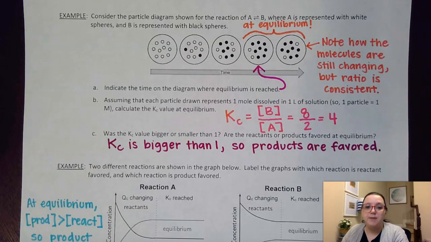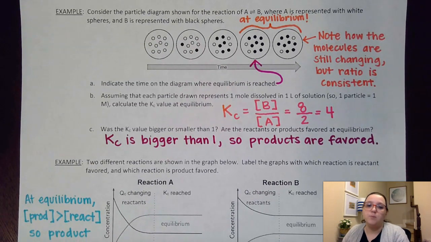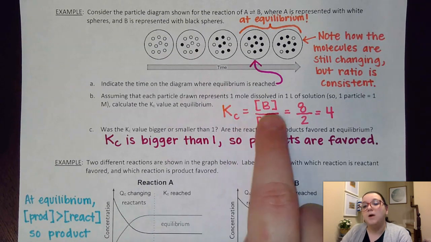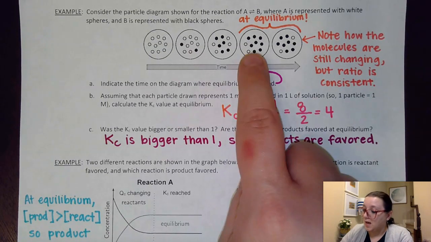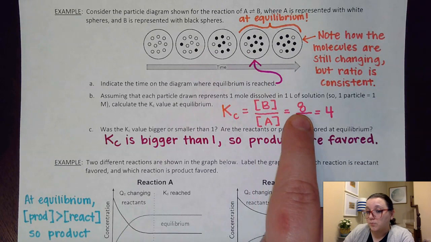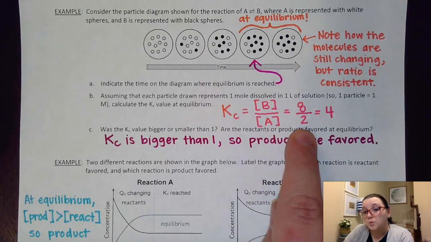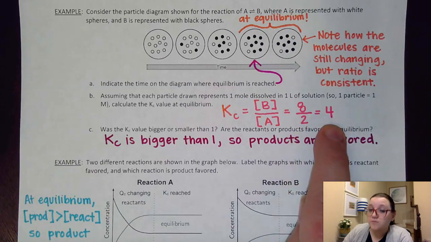So then it says, assuming that each particle drawn represents 1 mole dissolved in 1 liter, calculate the Kc value at equilibrium. This is where I would do my products over reactants ratio. Again, at equilibrium, we said we had 8 products for every 2 reactants, and so that would leave us with a Kc value of 4.